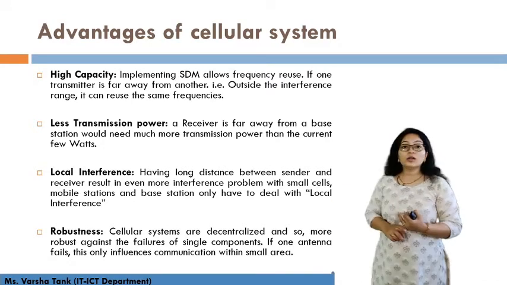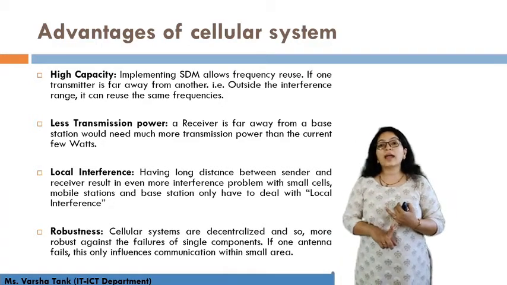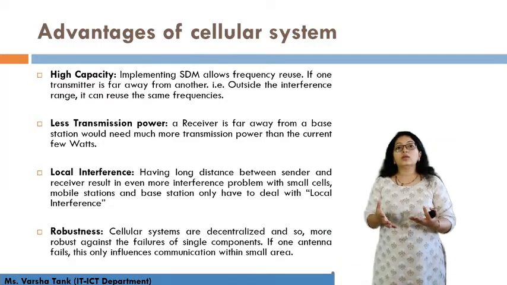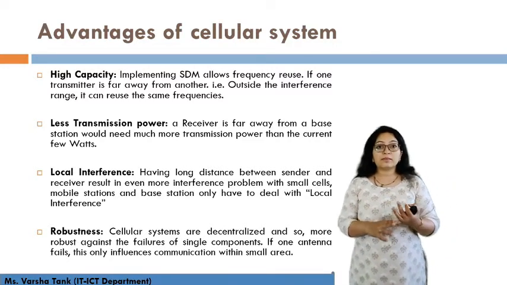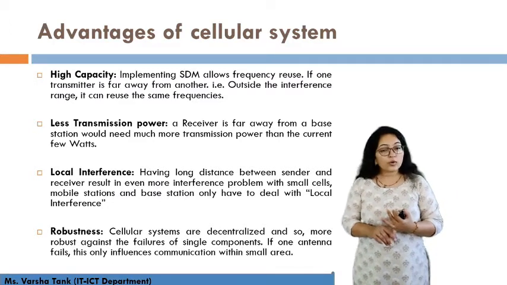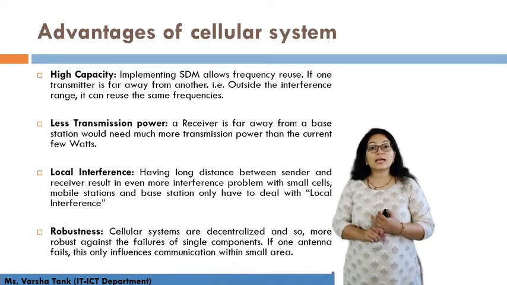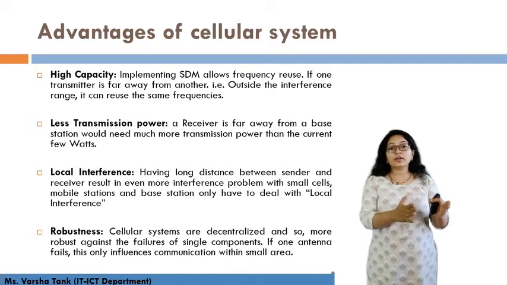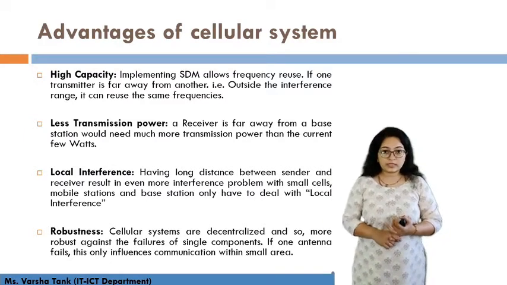Now next is local interference. Having a long distance between sender and receiver results in even more interference problems, while with small cells, mobile stations and base stations only have to deal with the local interference. Okay, so we just have to deal with the local interference in this particular cellular network, because we are going to divide the entire area into different cells. That's why. Now the last one is the robustness.